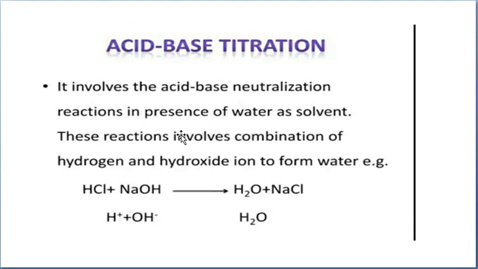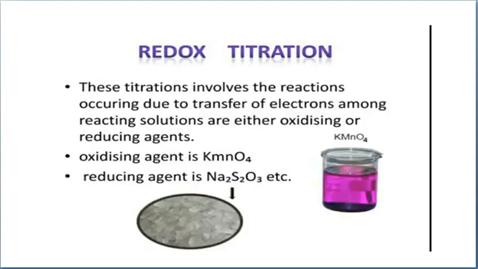In acid base titration, we are using so many indicators like phenolphthalein, methyl red, methyl orange, then thymol blue. These are few indicators that are used in acid base titration. Next, what is meant by a redox titration?